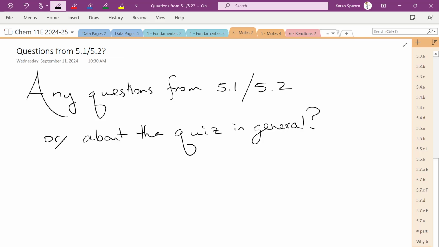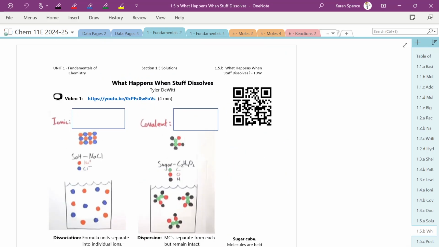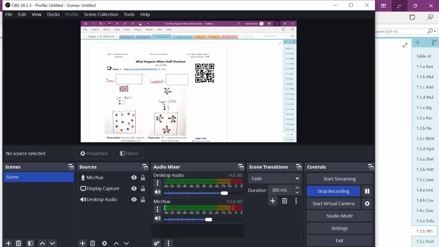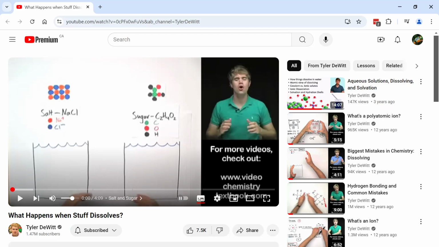So today we are going to take a look at, in our fundamentals book, page 74. And this is going to show us how stuff dissolves. Okay, we're here. There we go.